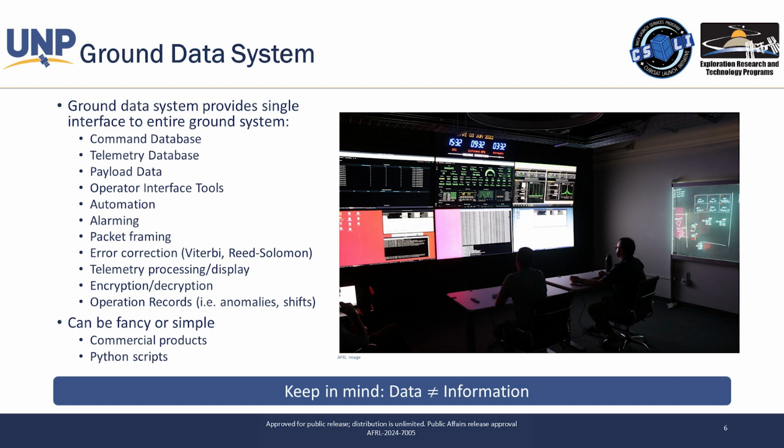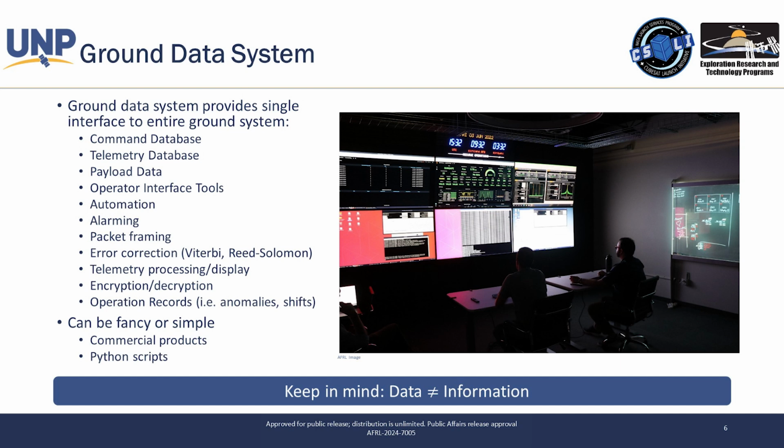Anyway, onto the ground data system itself. Some examples of software in here that you're going to need: command database and a telemetry database. Every mission should have what's called a CTL, a command and telemetry list. This is everything that the spacecraft will accept as commands and all the telemetry that the spacecraft can send down to the operator. You need a command database so that you aren't physically building each of these commands every time you need to do it.